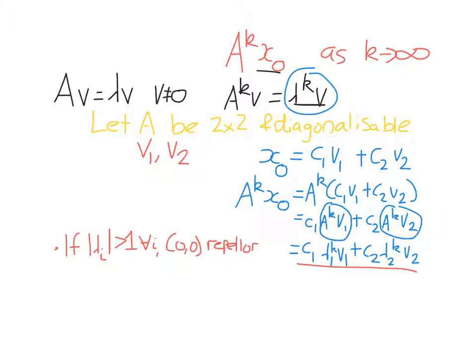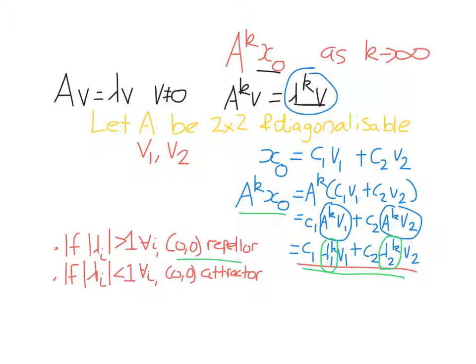So the first statement in red says that if every eigenvalue is greater than 1 in absolute value, then (0,0), the origin, is a repeller. So what would happen is, if lambda 1 is greater than 1, lambda 1 to the power of k gets larger and larger as k approaches infinity. Similar for this here. Because they get larger and larger, the whole thing gets larger and larger. It moves away from the origin. The vector A to the power of k times x0 gets larger and larger. It approaches infinity. That's why we call (0,0), the origin, a repeller.